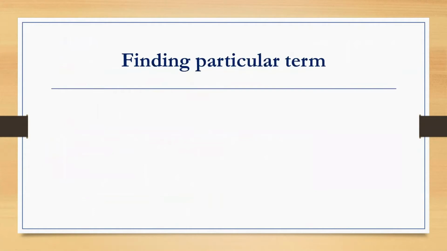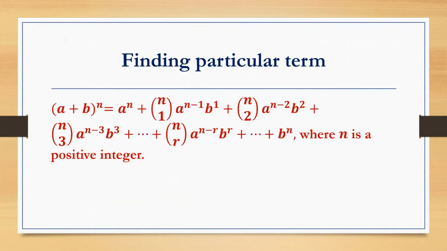So now we are going to learn how to find a particular term. This is the formula for the binomial expansion. Here we have the first term, this is the second term, this is the third term. Similarly, here we have the (r + 1)th term, which is usually denoted by T_(r+1).